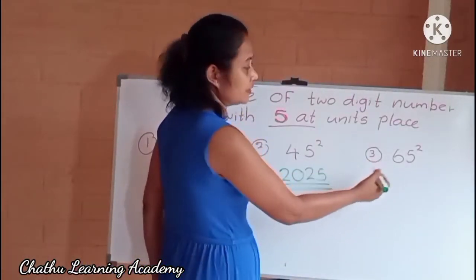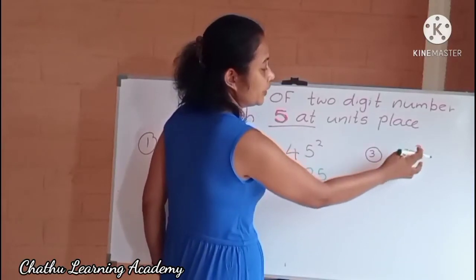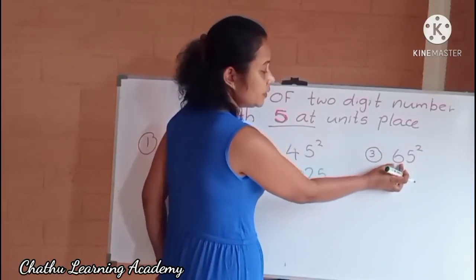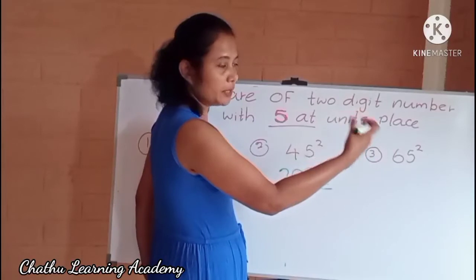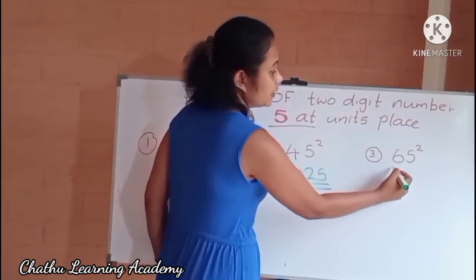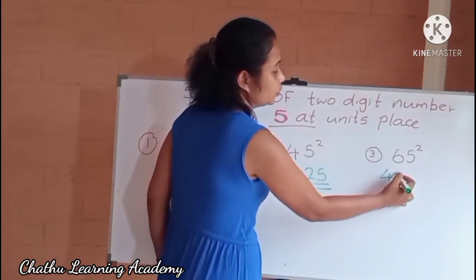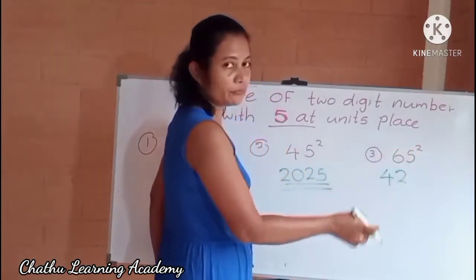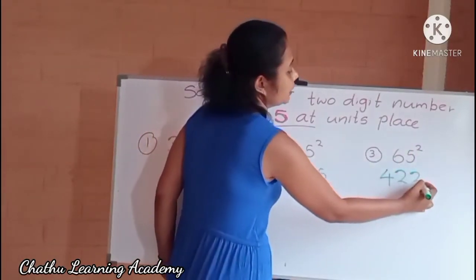Here this is the third example. We want to find the square of 65. This is the first digit. Then we want to multiply 6 by 7. 7 into 6 is 42. Square of 5 is equal to 25.